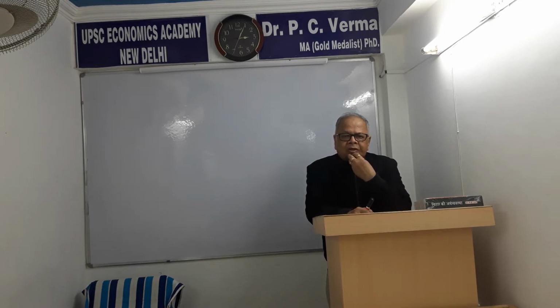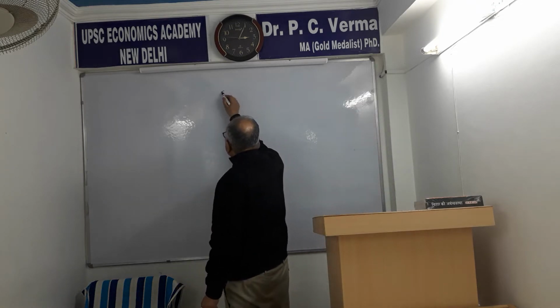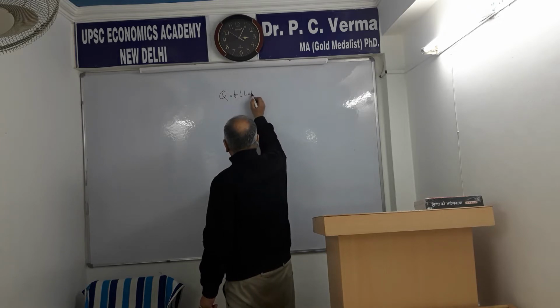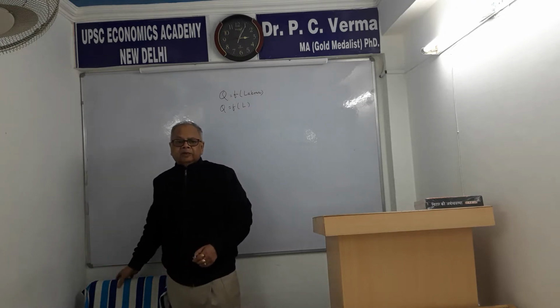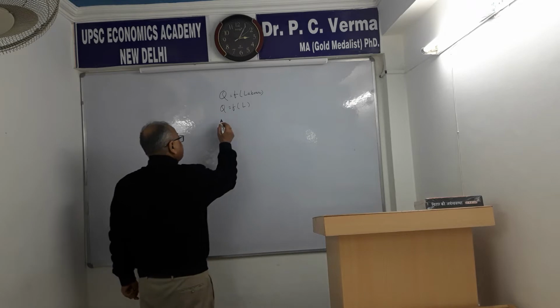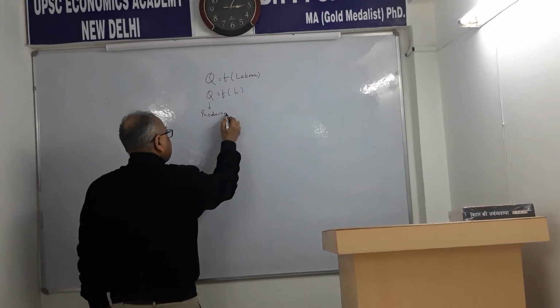So in economics, we have taken 5 factors. But for discussion, we can start from one factor. Say, production is a function of land, labor. We can write Q is a function of L. Q is production, and L is labor.